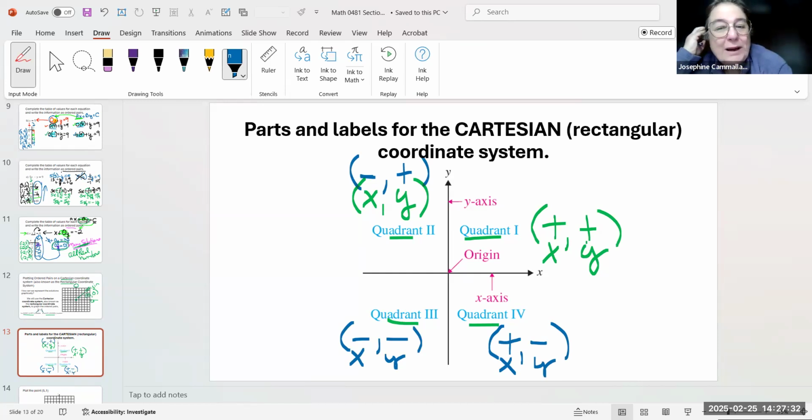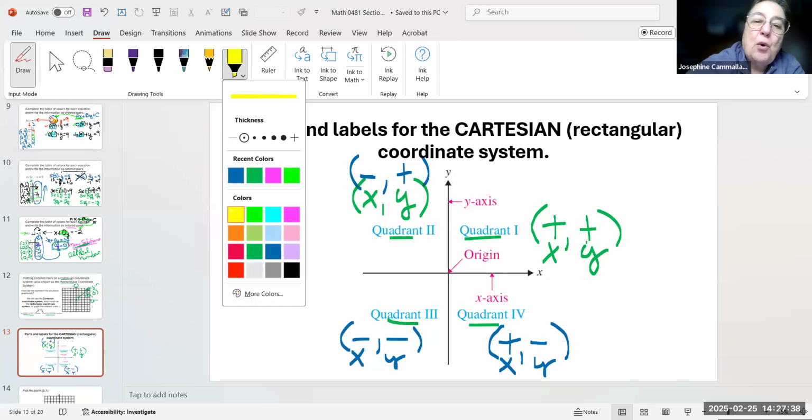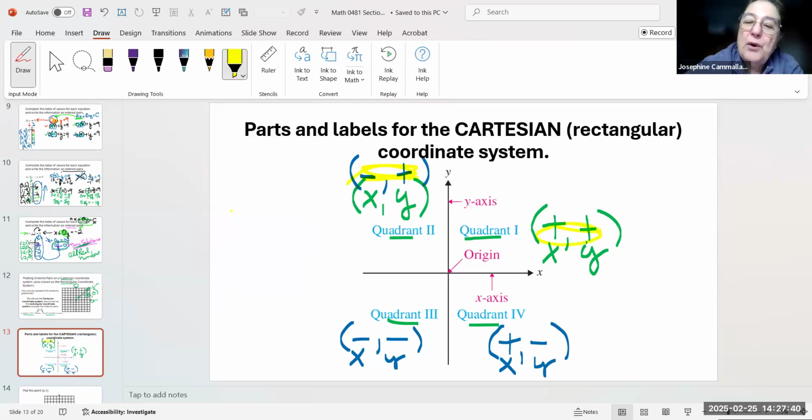So if they ask you where it fits in the quadrants, if you remember what I'm highlighting in yellow, you're easily able to pick the quadrant. Okay.